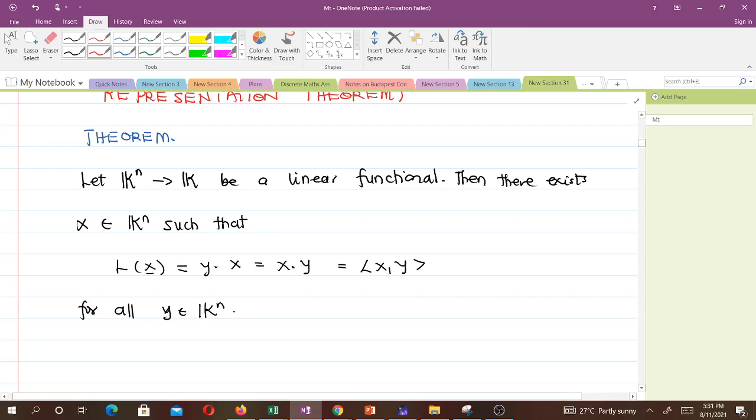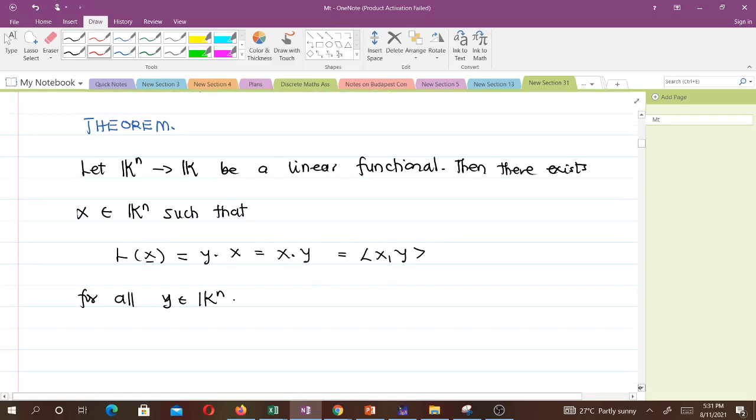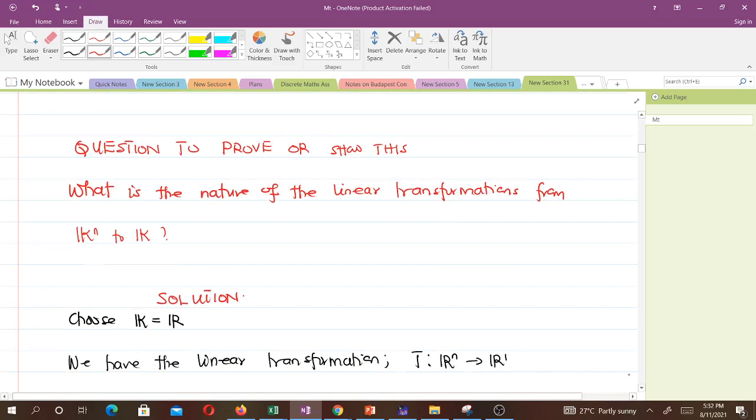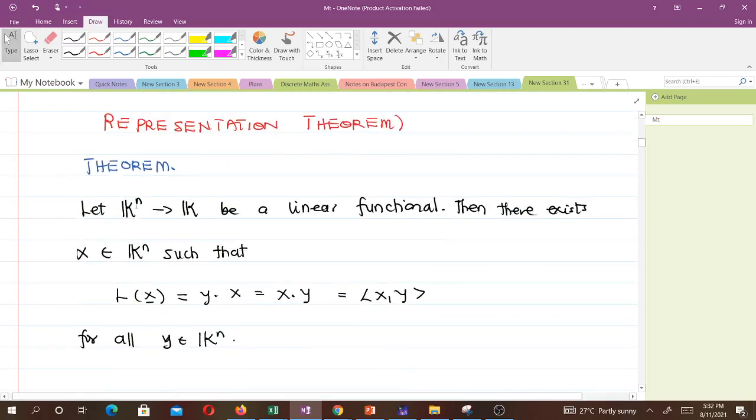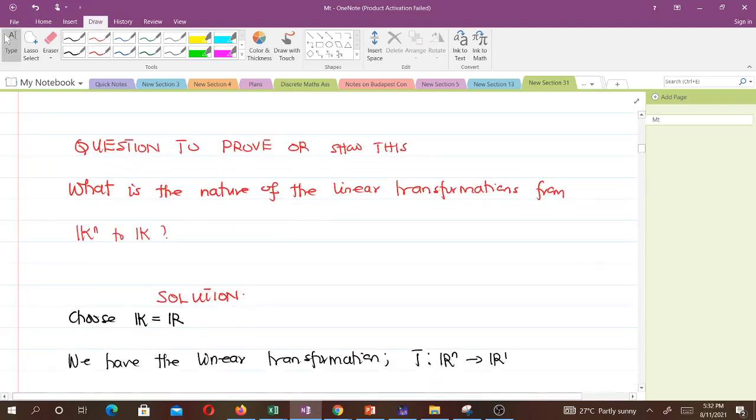Okay, all right. So this is what the theorem states, and this question is going to let us show or prove the theorem. Okay, so the question says, what is the nature of the linear transformations from Kn to K? What is the nature of the linear transformations from Kn to K? Okay, so you could see that that was exactly the same thing the theorem states. Let T from Kn to K be a linear functional, and from the theorem it is the dot product of x and y, and let's show that here.